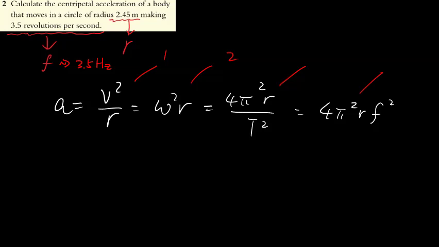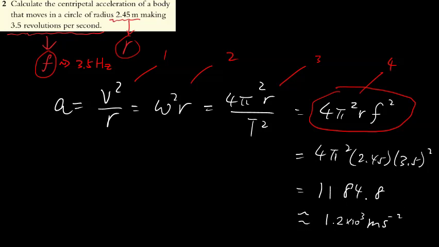And therefore, you look at them and try to see which one is the most convenient for you. Since you have the frequency and you have r, of course the last one is the most convenient for you. Therefore, you go for the last one in that case. Substitute all the values and you find the answer, which for acceleration has the unit meter per second squared.